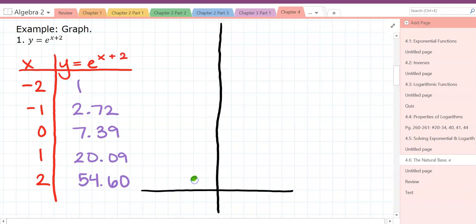So -2 is at 1, -1 is at e, 0 is at 7.39. So about there. And then 1 is going to be too far off of my graph. So you can see if I were to connect these points, that eventually it's going to just shoot straight up so quickly, and the next one's going to get bigger, and they're just going to continue to increase over time.